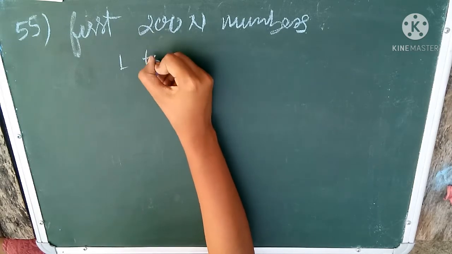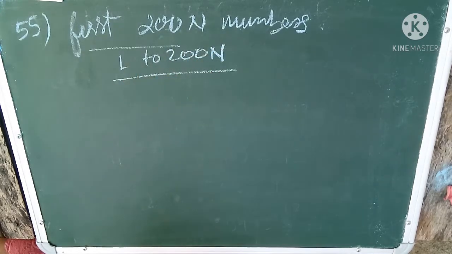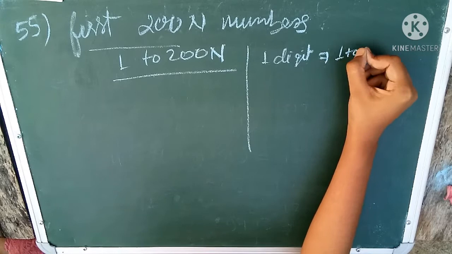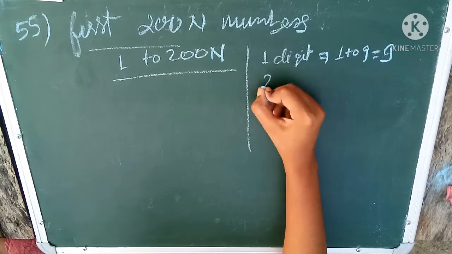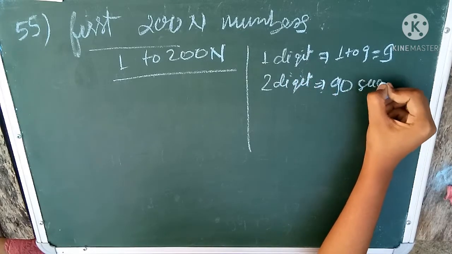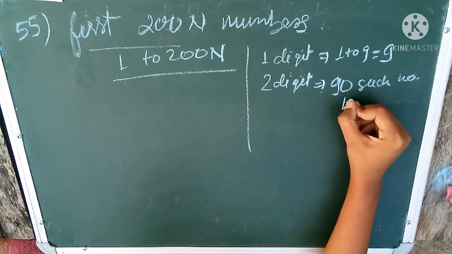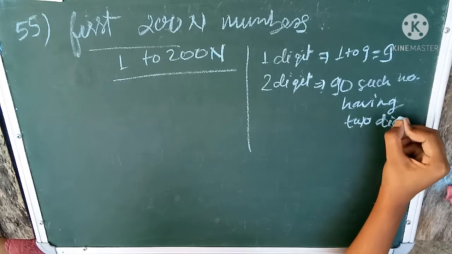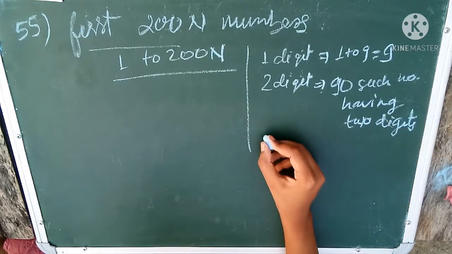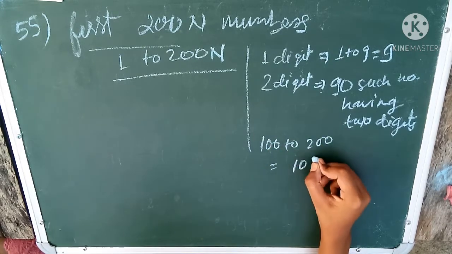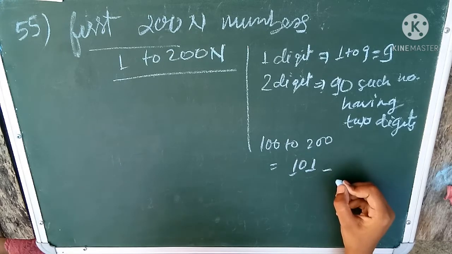Here we have 1 to 200 natural numbers. We will divide this into three categories again. One digit numbers, 1 to 9, totally 9 such numbers. Two digit numbers, 90 such numbers. And three digit numbers, 100 to 200, which is 101 total numbers.